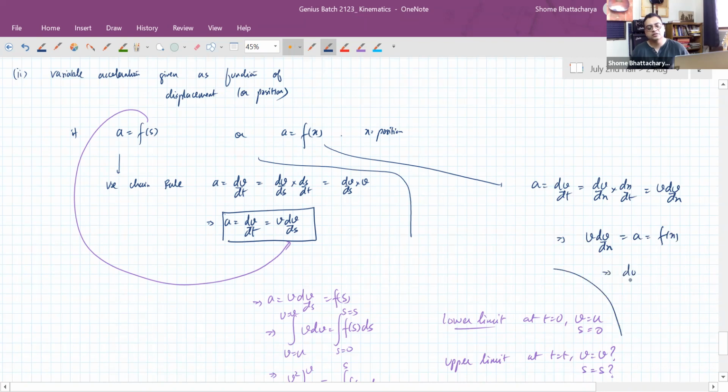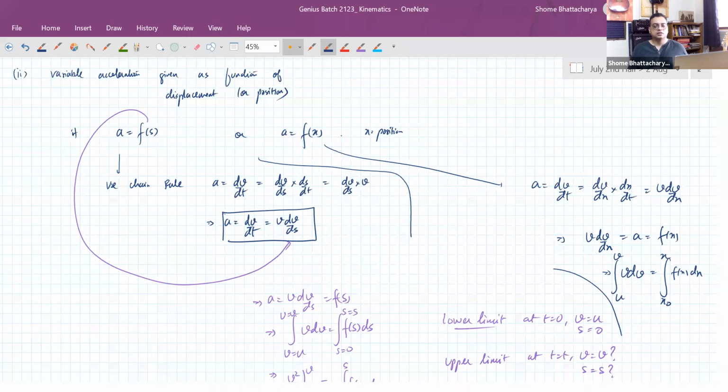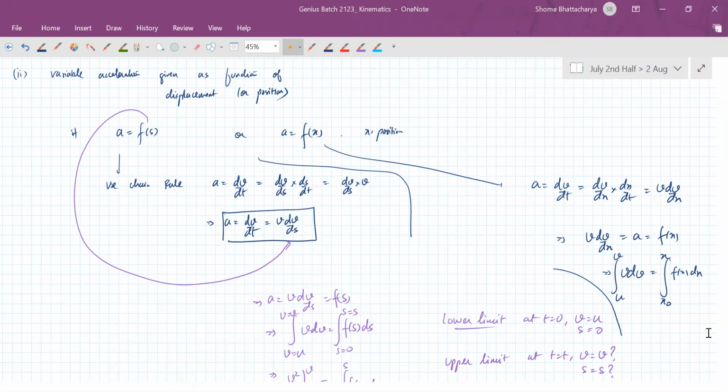Same way, now we integrate v dv on the left hand side from u to v, and whatever this function is on the right hand side from initial position x0 to final position x. There's only a difference in the limit on the right hand side, because it's x position. So the initial position need not be 0, because I might have taken my origin somewhere else. So it is from the initial position, whatever it is, x0 to x. Whereas if I'm integrating with respect to displacement, obviously the initial displacement lower limit will always be 0. So just note down up to this. I'll scroll down and give you the final formula also.